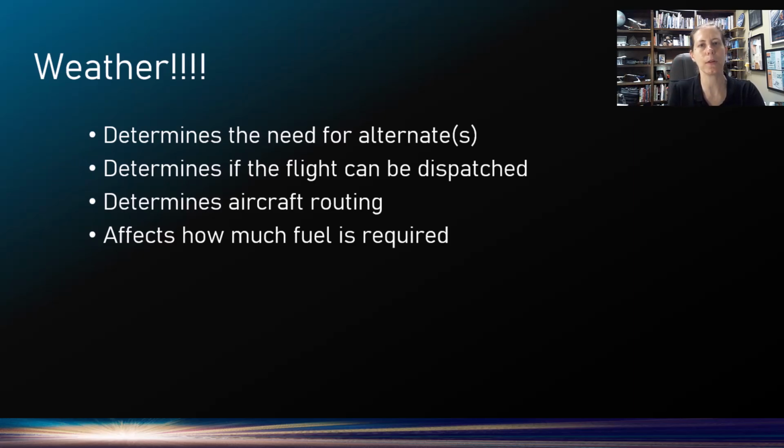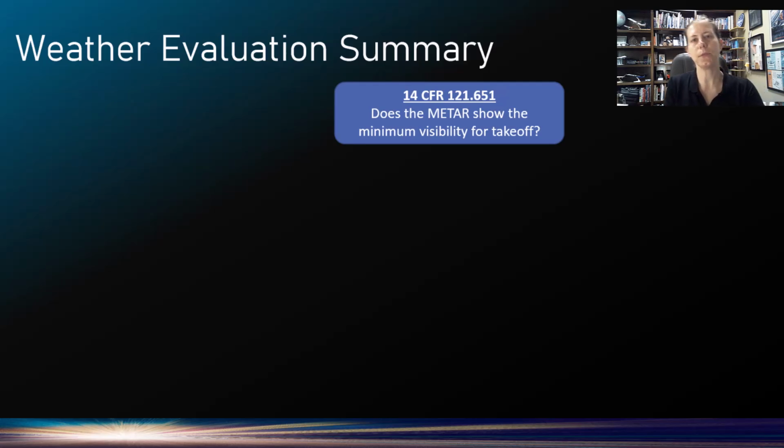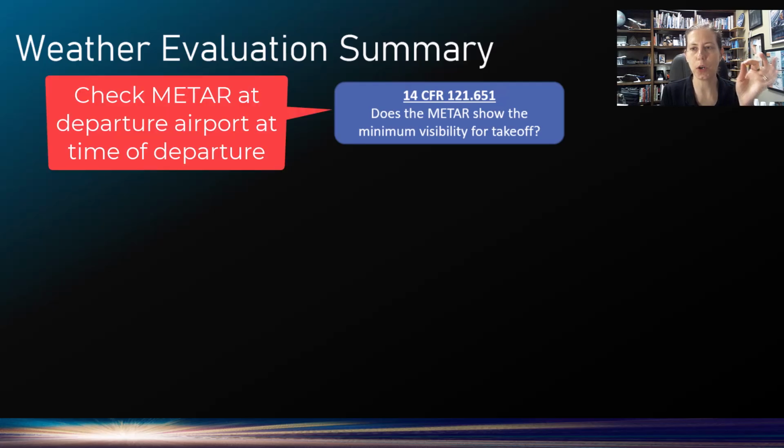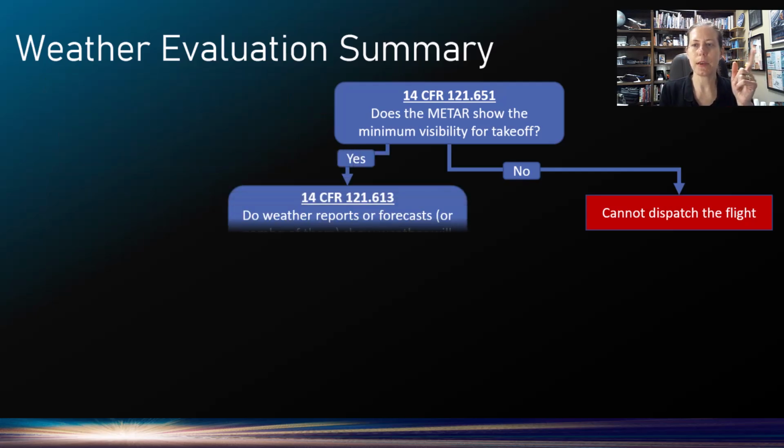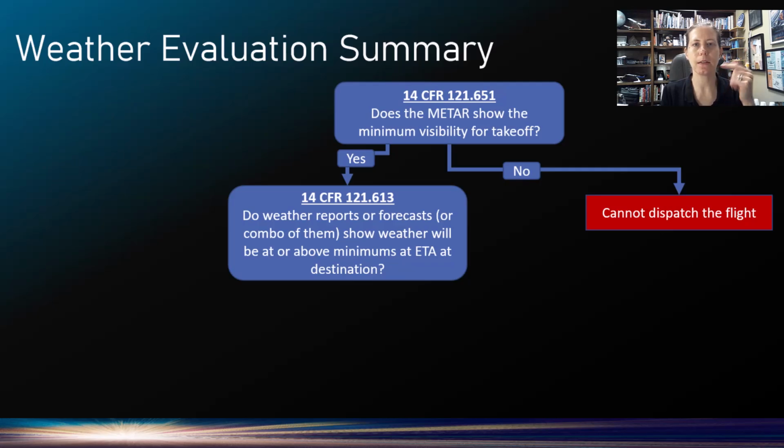So speaking of weather, I want to unpack some parts of 14 CFR relating to weather. So this is more of my flow chart. Now, first question I'm asking myself, does the METAR at my departure airport show that I have at least the minimum visibility to take off? If no, we can't let the flight leave. That's 121.651.